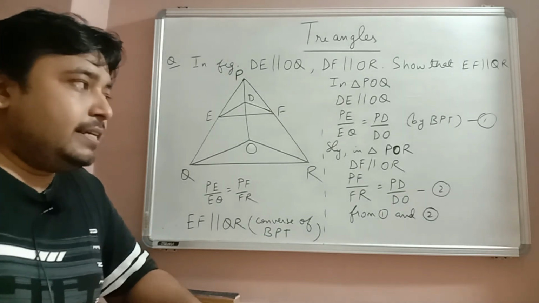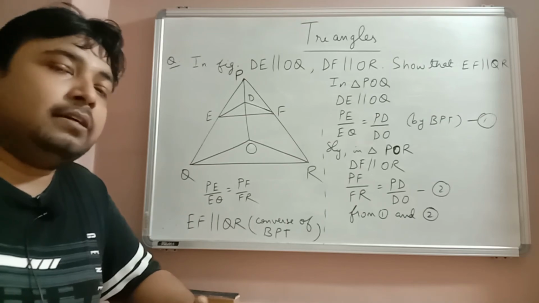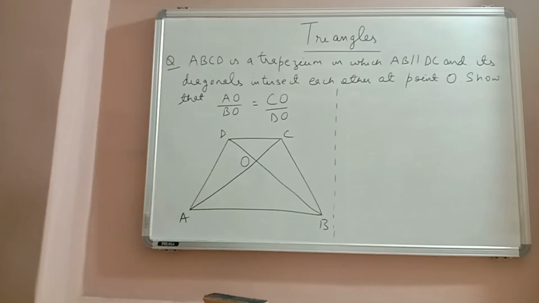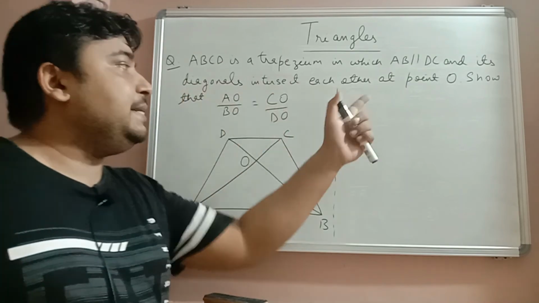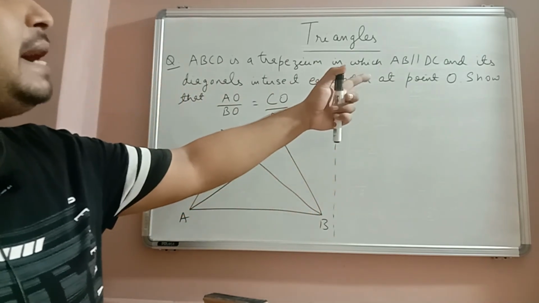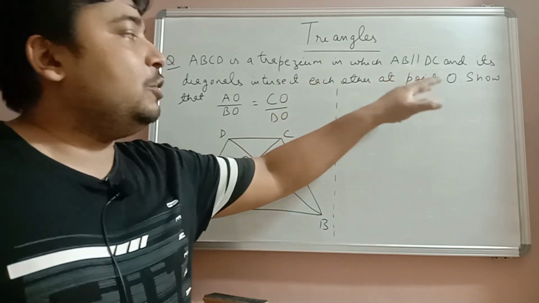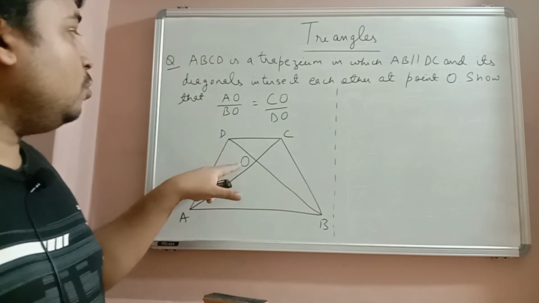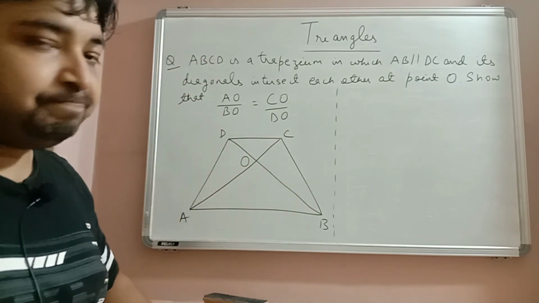Okay students, let's take up one more question based on BPT and its converse. The question says ABCD is a trapezium in which AB is parallel to DC and its diagonals intersect each other at point O. Show that AO upon OB is equal to CO upon OD.